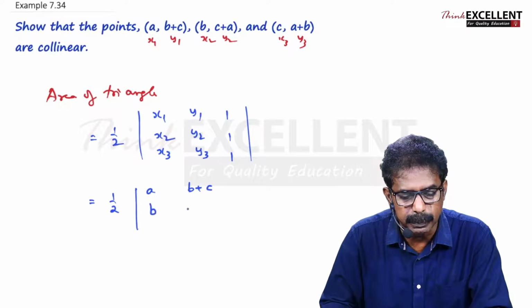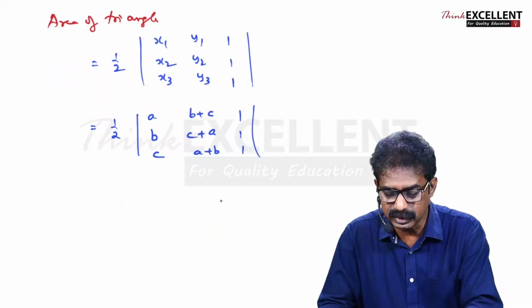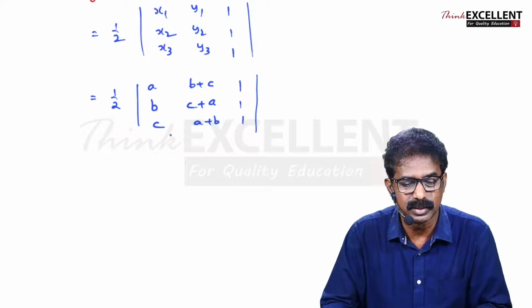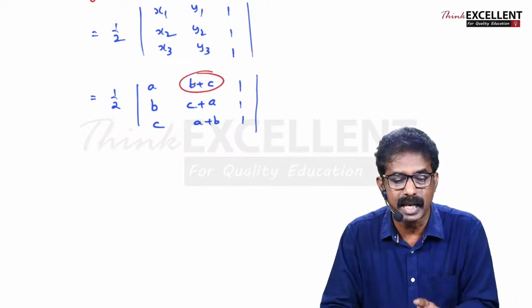B, C plus A. C, A plus B. The last column, 1, 1, 1. We have to get the answer as 0, right? So don't expand it. A very easy property, you can use it. B plus C, what is missing? A, but A is here.